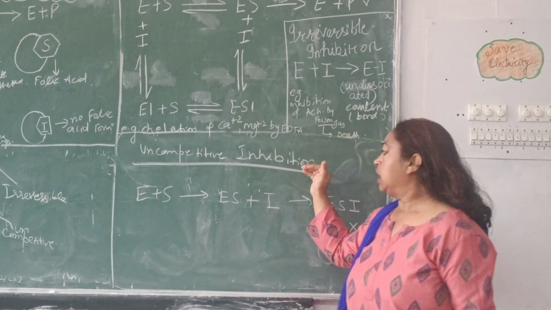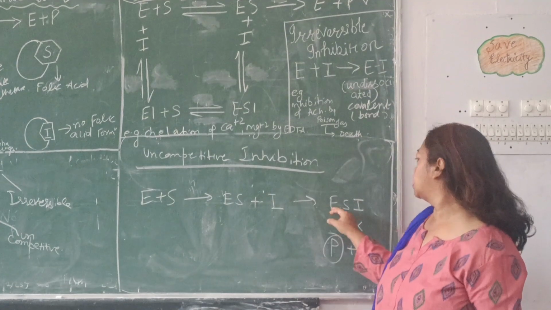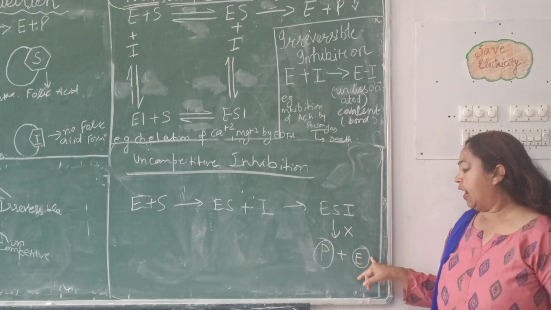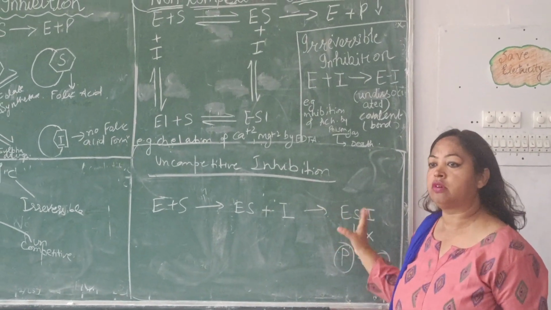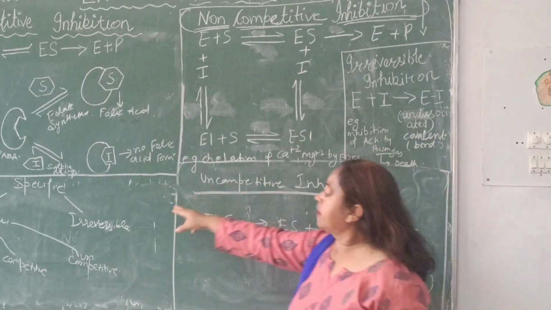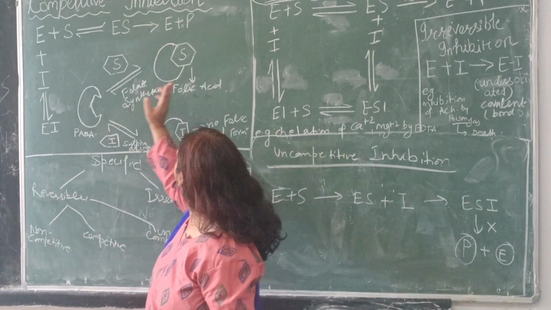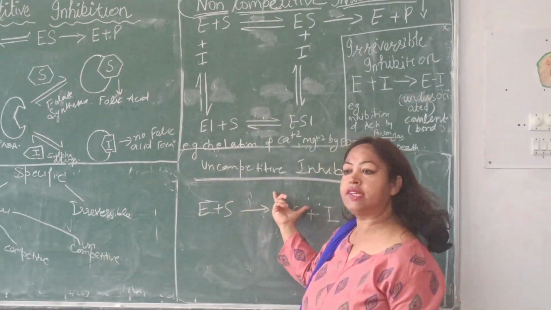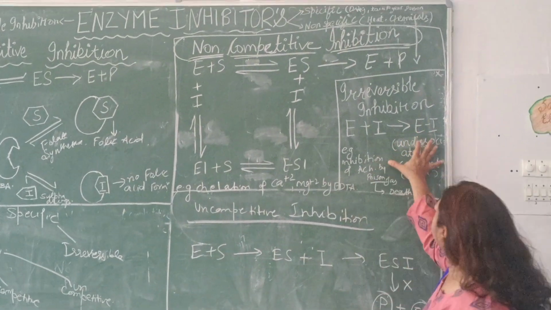Now the third type is uncompetitive inhibition. Here the enzyme reacts with the substrate, the inhibitor comes, ESI is formed but there is no formation of product and no free enzyme is released. So it is uncompetitive. No product is formed, so no competition. So these were the three types of reversible inhibition: non-competitive, competitive, and uncompetitive. The second type is irreversible inhibition.